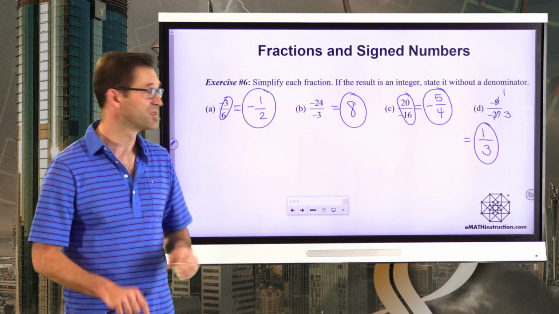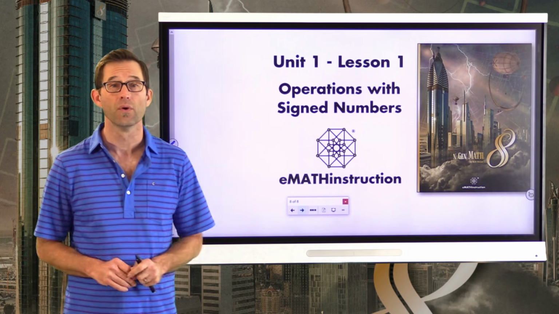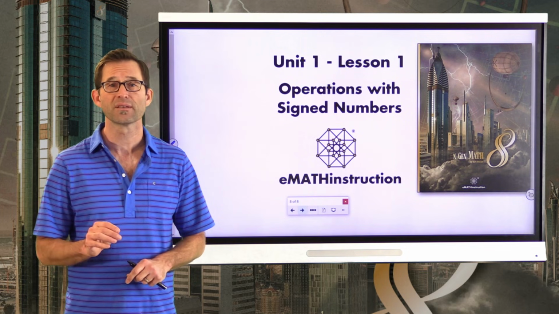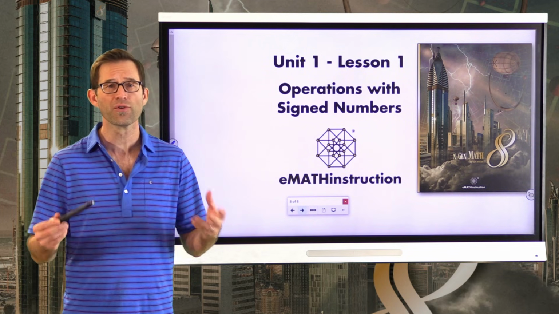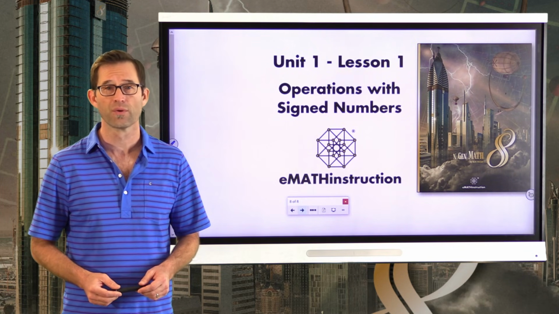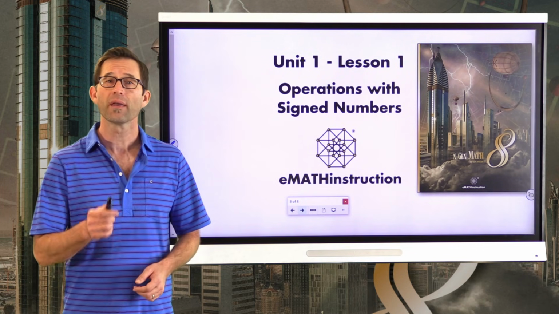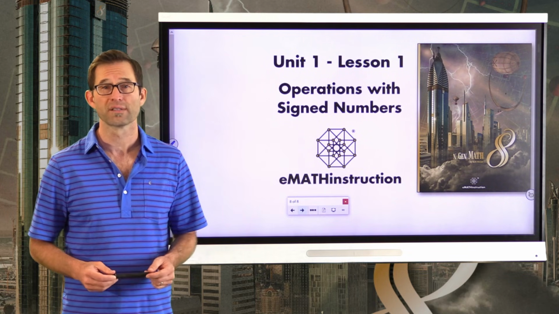All right, let's wrap up this lesson. So we saw a lot of review today, right? Nothing today should have been new. This was all from Math 7 and Math 6. The ideas of how to add and subtract signed numbers, how to multiply and divide them, and even do some more complicated calculations in terms of order of operations. And finally, how to simplify fractions that have negatives in the numerator, denominator, or possibly both.